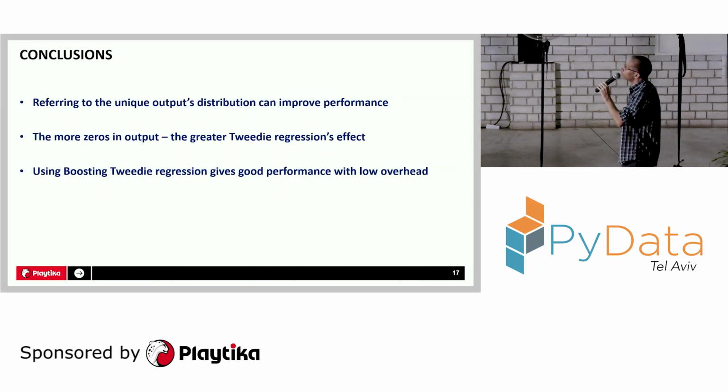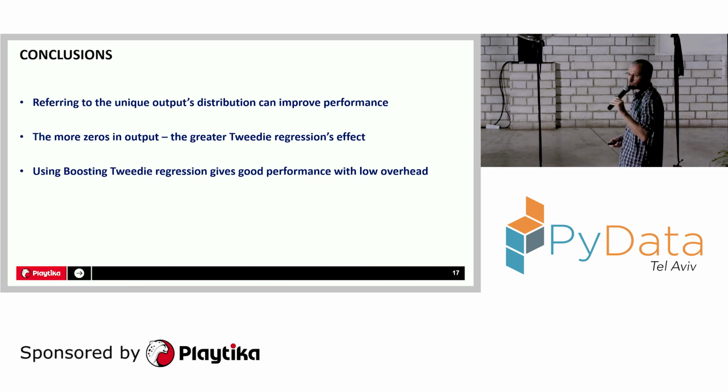To conclude, if we want to predict a zero inflated target, knowing that can help by using this 2D regression or another distribution. The more zeros in the output, the greater the 2D regression's effect. So it really shines when we have more zeros. Now, using boosting methods is very common nowadays, and we were only tuning the P parameter as one of the parameters, but all the other parameters were optimized in any other way you know, whether Bayesian or other.